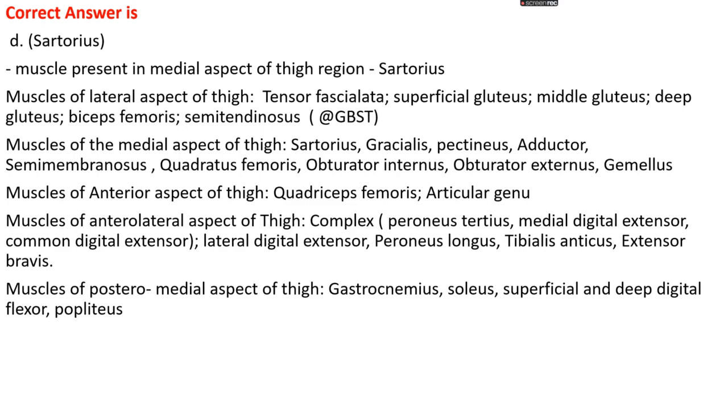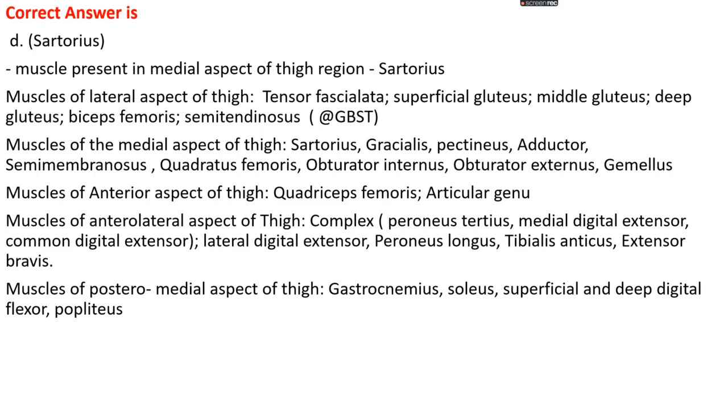Let's see some muscles present in the thigh region. Muscles on the lateral aspect of the thigh are tensor fasciae latae, superficial gluteus, middle gluteus, deep gluteus, biceps femoris, and semitendinosus. The mnemonic is GBST, where G stands for gluteus, B for biceps femoris, S for semitendinosus, and T for tensor fasciae latae. Muscles on the medial aspect of the thigh are sartorius, gracilis, pectineus, adductor, semimembranosus, quadratus femoris, obturator internus, obturator externus, and gemellus.